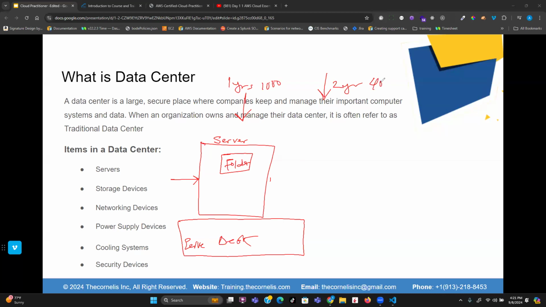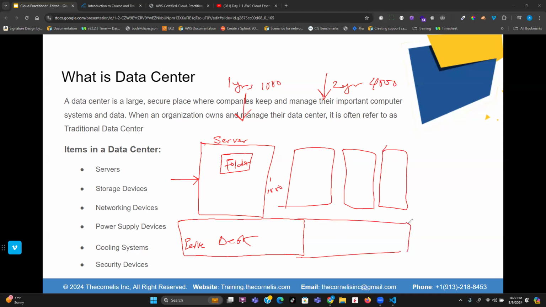Let's assume in year 2 I now have 4,000 customers. Because it's one server, if 4,000 customers access it, it might break down, because the server capacity is only for 1,000 people. If 4,000 people are accessing something meant for 1,000 people, it's going to break down. So I might decide to have more servers, making it 4 servers now, at least.